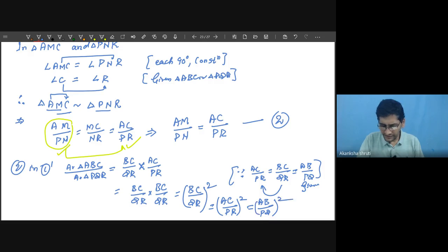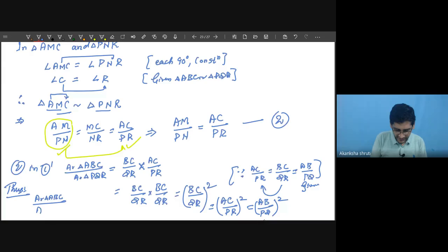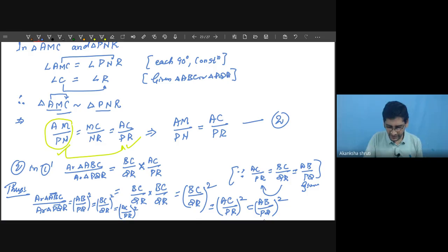PQ. So this way we have proved that area of triangle ABC by area of triangle PQR is equal to, taking any two sides, AB I have taken first, AB by PQ, their square, also equal to BC by QR, their square, also equal to AC by PR, their square. Okay, student, so this was the final statement that we have proven.